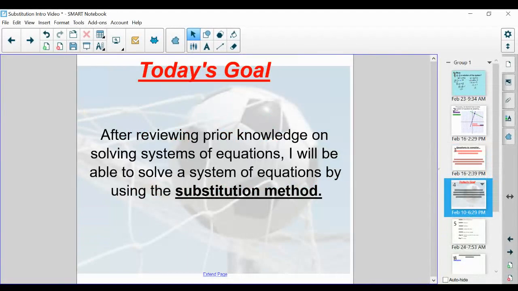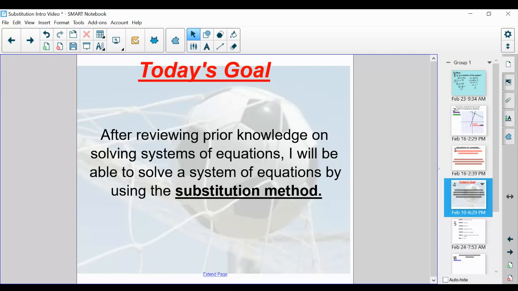So today's goal is, after reviewing prior knowledge on solving systems of equations, I will be able to solve a system of equations by using the substitution method. Today's topic is all about the substitution method. And last class, we worked on it a little bit using Graspable Math, where we were able to move around some terms and show some arithmetic on an interactive platform. Well, we're going to be using the knowledge that we discovered from that, and today we're going to be formalizing it. So please make sure at the top of our notes we have substitution method.